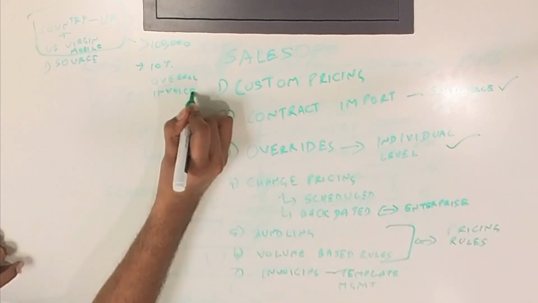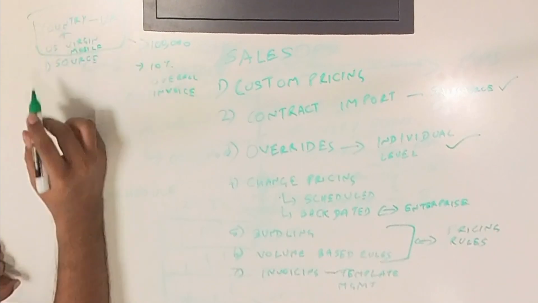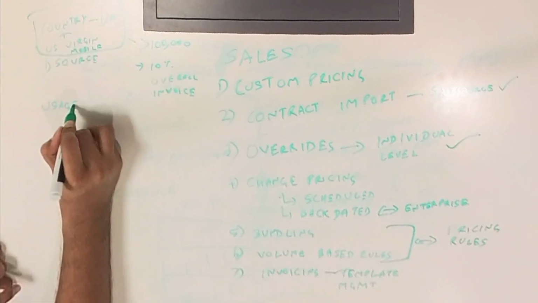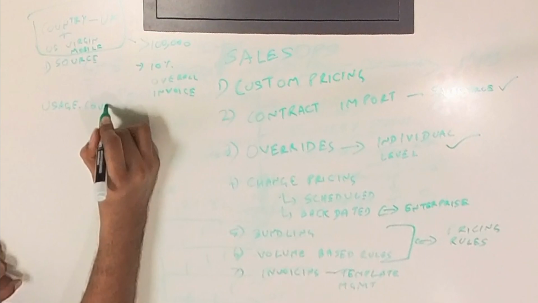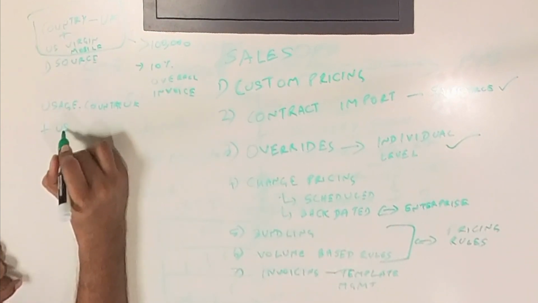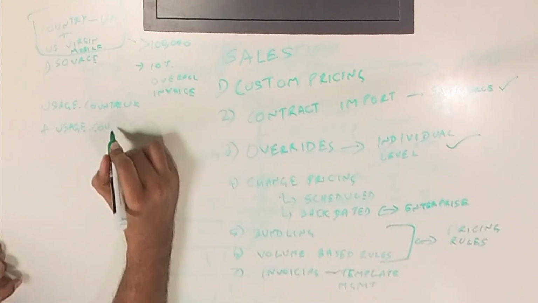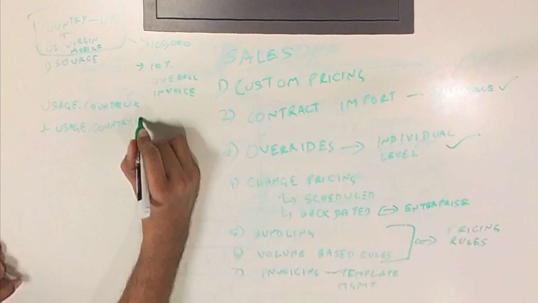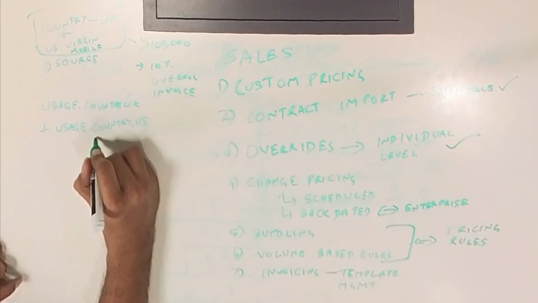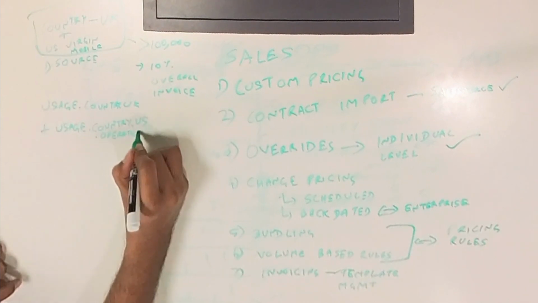So for this, let's just take this example. In this case, the source are essentially two aspects. So we will say usage.country.UK plus usage.country.UK.US, and operator is Virgin. Okay, dot Virgin.